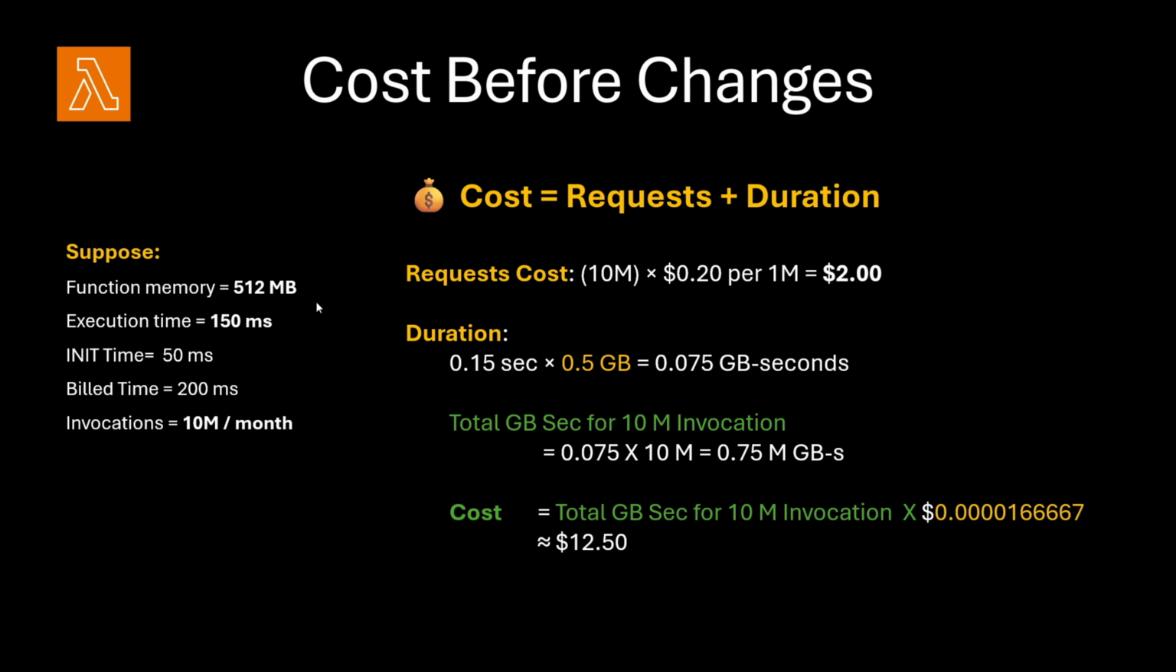Now let's see the duration cost. Our execution time in the past was just the Lambda execution time that used to be billed. So 150 milliseconds, which is 0.15 second, and 512 MB, which is 0.5 GB. This gives you the total GB-seconds on which you will be charged. You multiply this with your GB-second cost and the total number of invocations. That gives you the total cost for your duration, which is $12.5. So the total cost of your Lambda function is $14.50. This is what it used to cost you before this change.